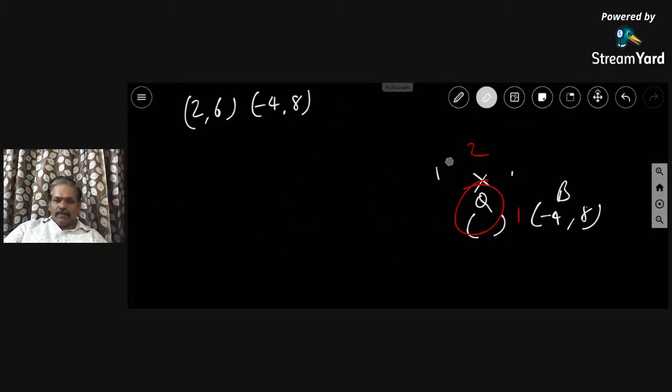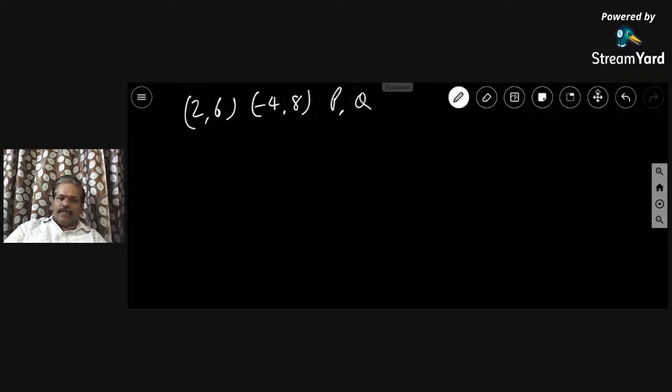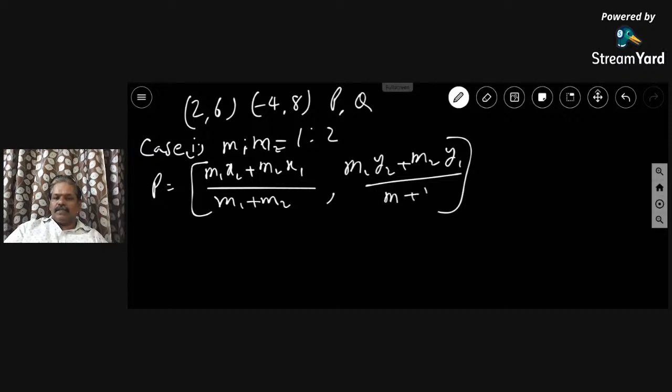As all of us know the section formula: (m1x2 plus m2x1) by (m1 plus m2), and (m1y2 plus m2y1) by (m1 plus m2). To find P, in case 1 we take m:n as 1:2. So P is equal to (m1x2 plus m2x1) by (m1 plus m2), and (m1y2 plus m2y1) by (m1 plus m2), where m1 is to m2 is 1:2. Either you can take m1 is to m2 or m is to n, there is no problem.